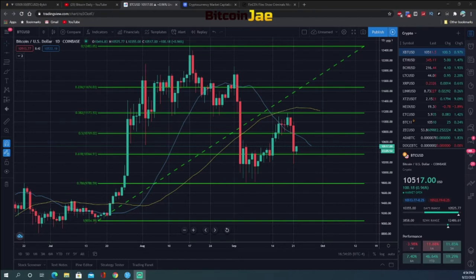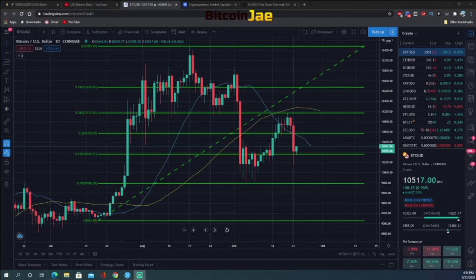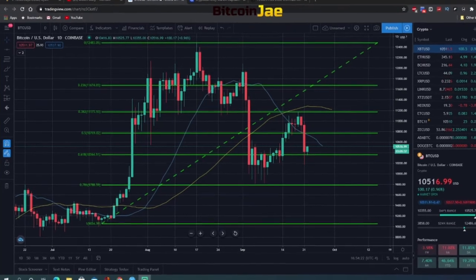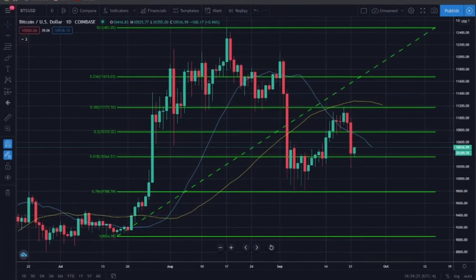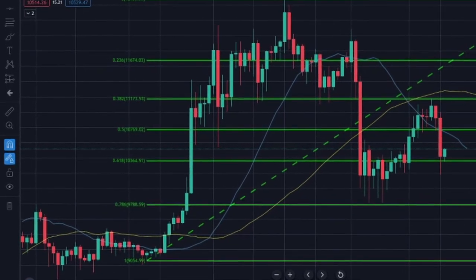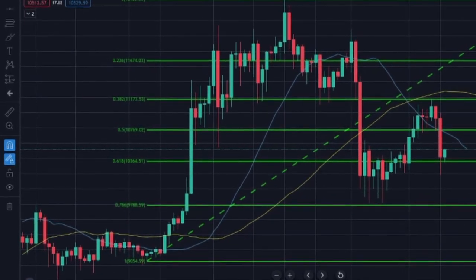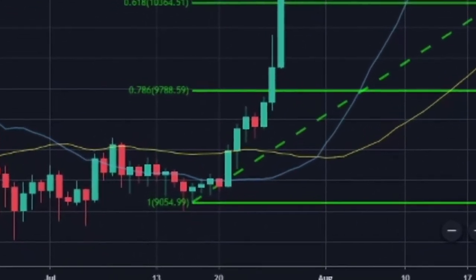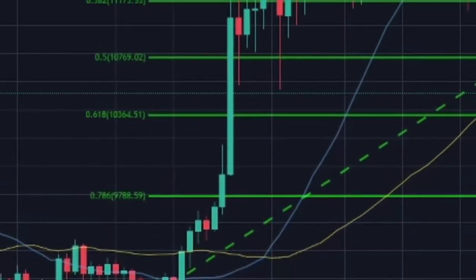So what do Fibonacci retracement levels tell you? Fibonacci retracement levels can be used to find entries, determine stop loss levels, and set price targets. For example, let's take a look at this Bitcoin chart. These green horizontal lines represent each Fibonacci level. If we look on the left, we will see the 23.6%, 38.2%, 50%, 61.8%, and 78.6% levels. You will notice that I started this at the low point and extended it to its highest point.